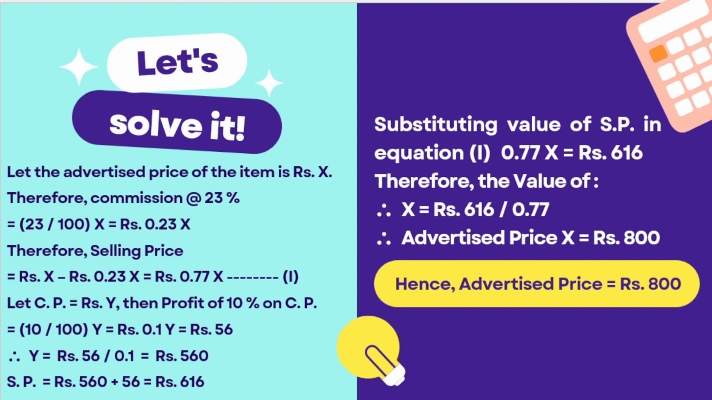Hence, selling price is equal to the cost price of rupees 560, plus profit of rupees 56, which comes to rupees 616. Substituting this value of selling price in equation 1, we get the equation as 0.77x is equal to rupees 616. Solving the above equation, we get the value of x equal to rupees 616 divided by 0.77, which comes to rupees 800. Hence, the advertised price x is equal to rupees 800. Let us go to example number 15.